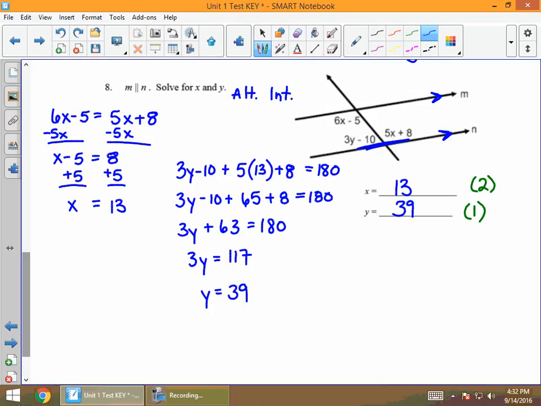So y is 39. Again, 2 points if you got x, and then if you got x wrong, but you did that process right, I would have still given you the 1 point on y. So page 2 was worth a grand total of 11 points. Next video will be page 3.